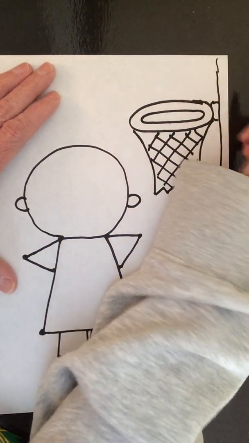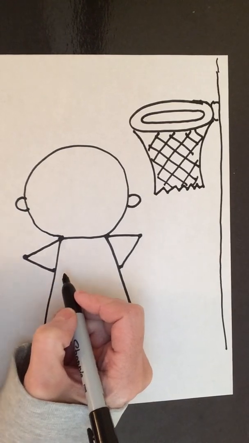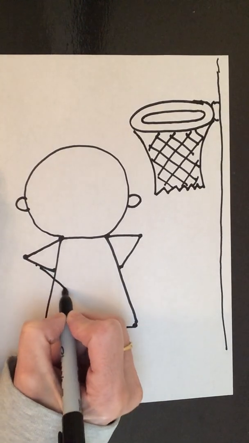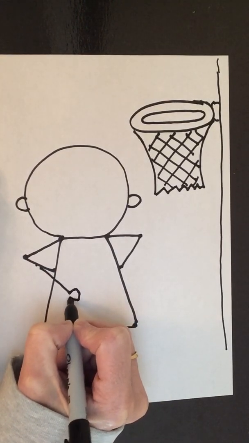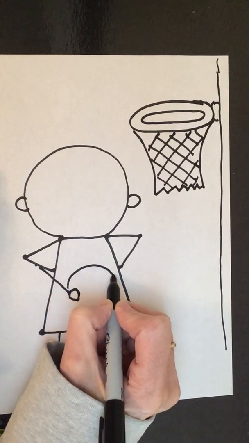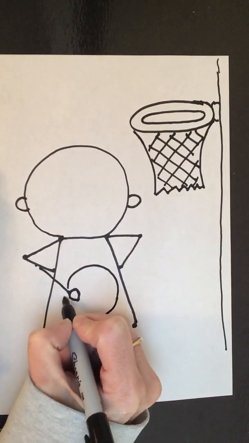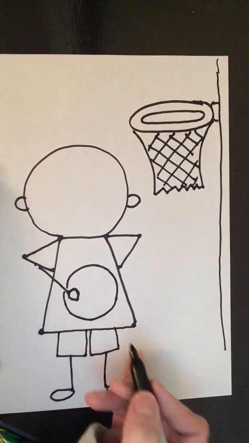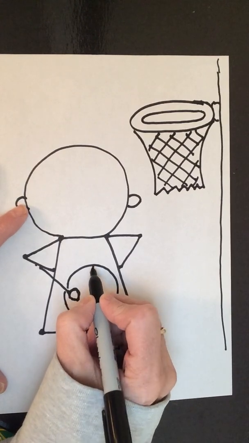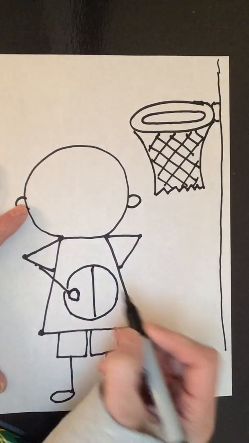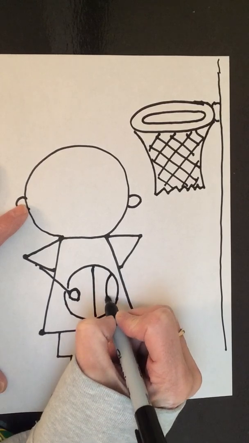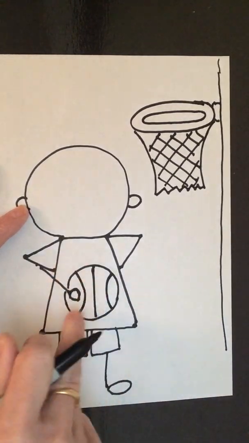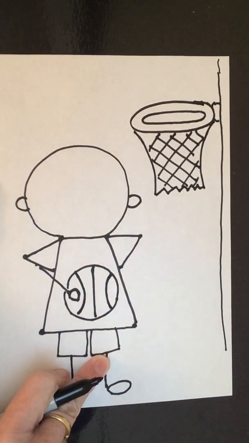All right. Then we're going to have this hand coming out over here, just like that. And that hand is holding a basketball. Just make a circle. There's all different kinds of balls, but if we wanted to make it look like a basketball, I'm going to do a straight line down the middle, and then a line that curves this way, and a line that curves that way. Those lines tell me that's a basketball.